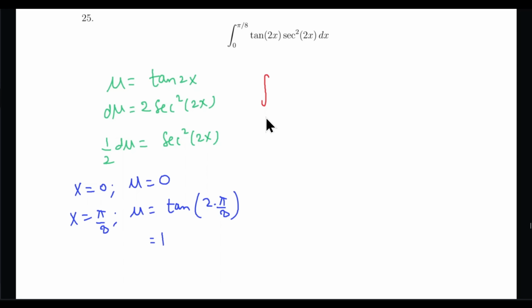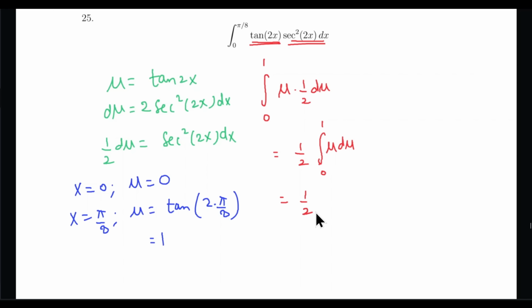So the integration looks like 0 to 1, tan of 2x is u, and secant square 2x dx is, oh, I missed a dx over here. There's a dx here, and that should be replaced by 1/2 du. So 1/2 du. Okay, just gonna take 1/2 out, so integration of u is what we are left with. Integration of u is u square over 2, which is from 0 to 1. So this will be 1 over 4, upper bound 1, lower bound 0. So the answer is just 1 over 4. That's our final answer for this one.